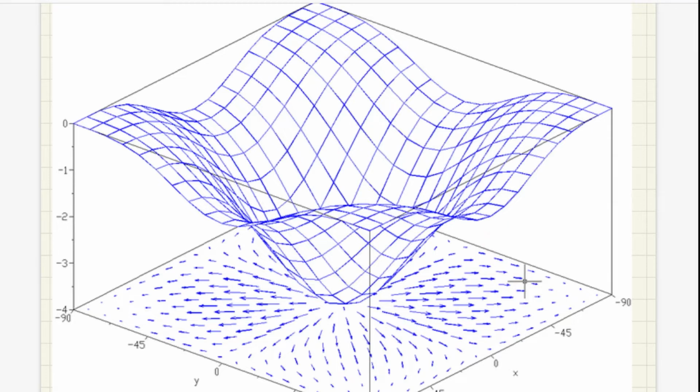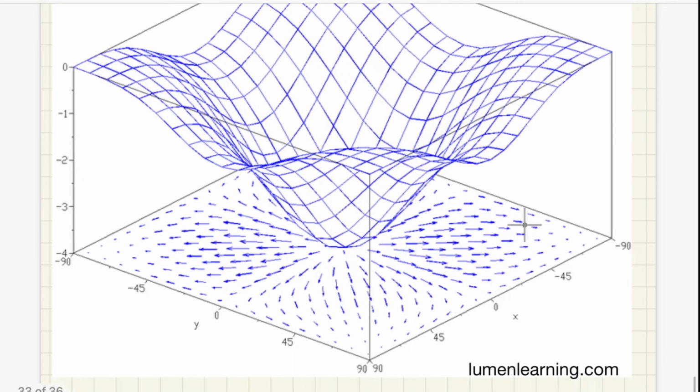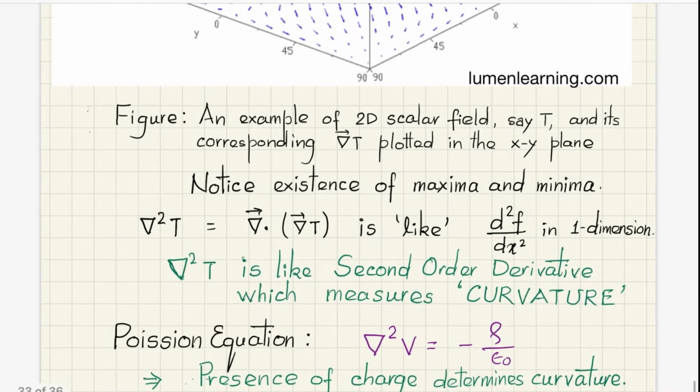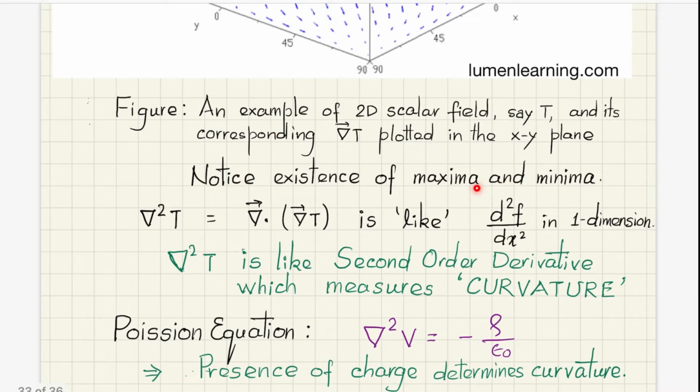So del square V, in some sense in Poisson's equation, tells you the curvature is determined by the source term, that is the charge. So the important thing I want you to note is the existence of maxima and minima.